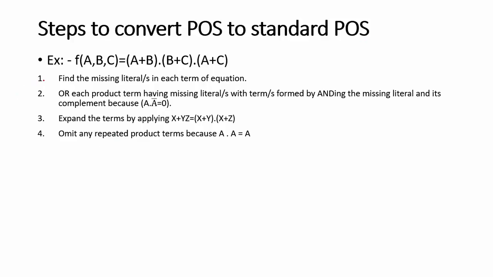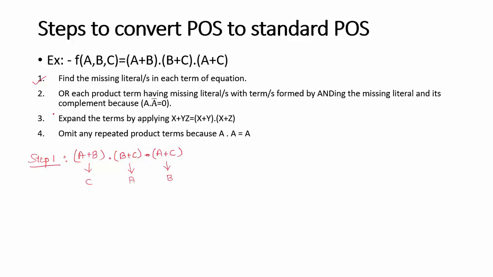So step 1 remains the same, that is you find the missing literal in each term of the expression or the equation. So step 1: (A or B) and (B or C) and (A or C). From the first term C is missing, and from the second term A is missing, and from the third term B is missing. So we have identified the missing literal. So step 1 is done.